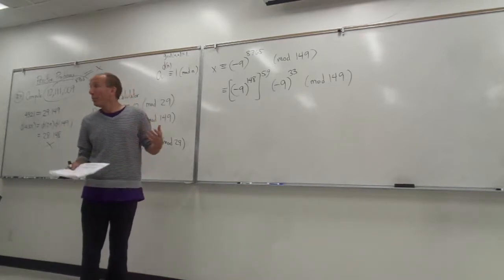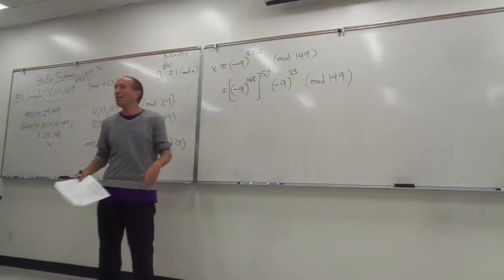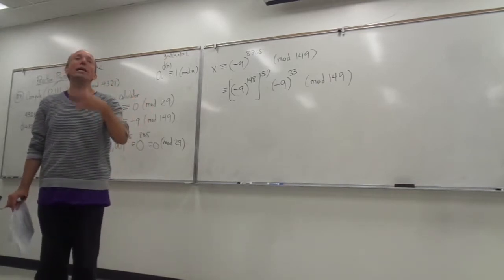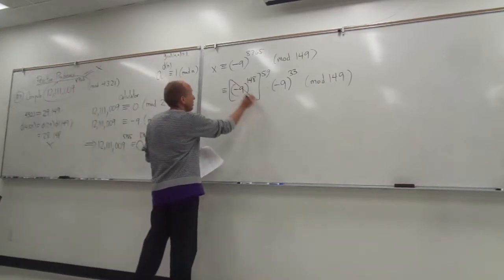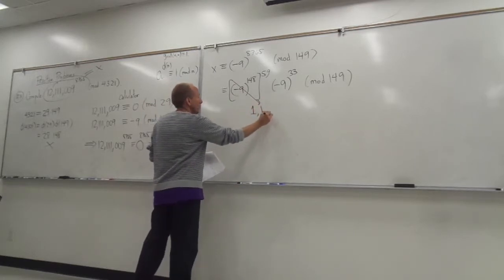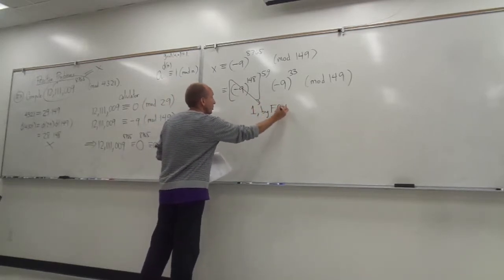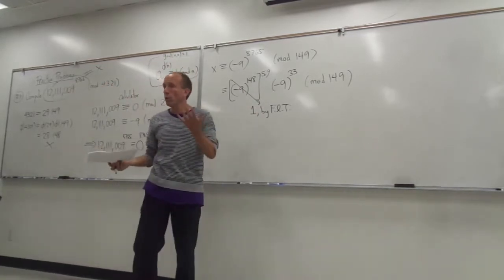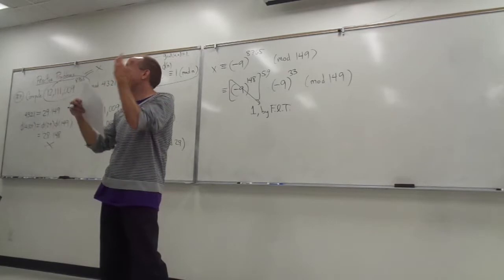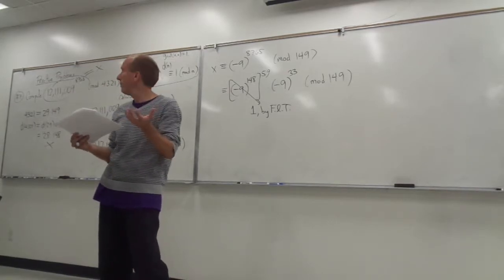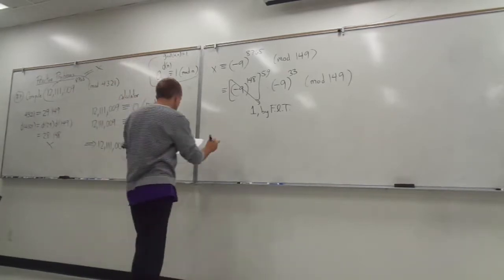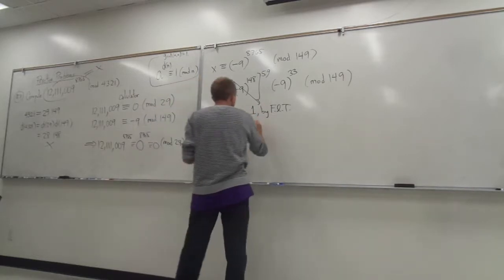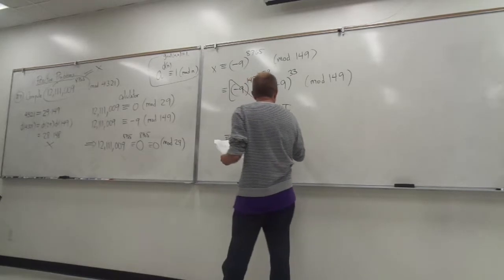Anyway, it ain't going to matter, because negative 9 to the 148 is what? 1, right? In mod 149, it would be 1 by Fermat's little theorem, or of course you could use Euler's theorem. Remember, Euler's theorem is just a generalization of Fermat's little theorem. Okay, so we just get negative 9 to the 33 mod 149.